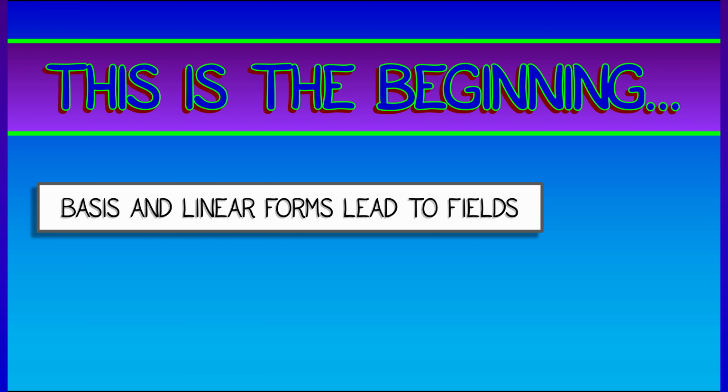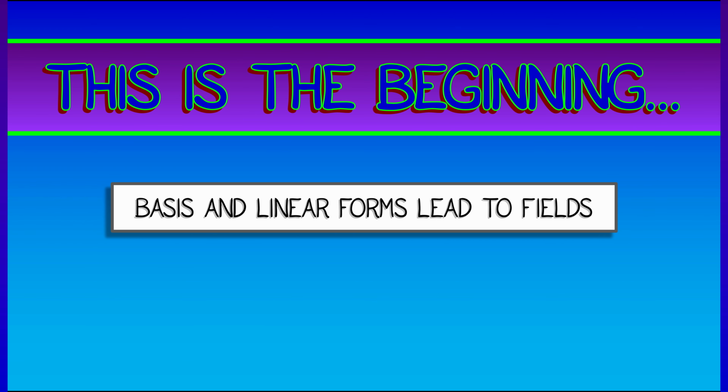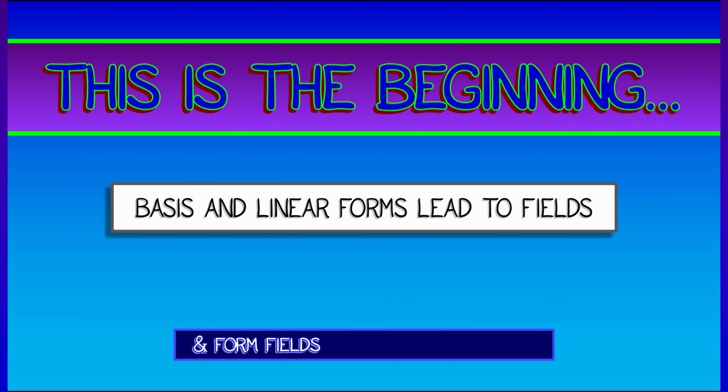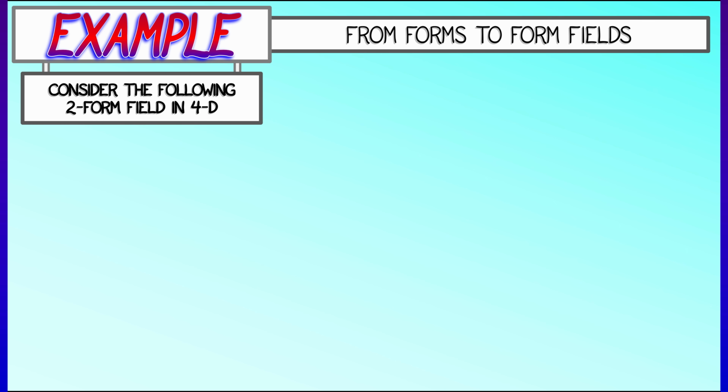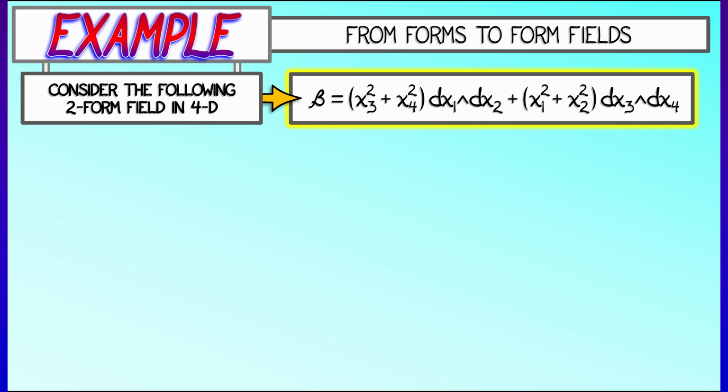Okay, so having looked at basis forms, having looked at linear forms, it's now time to consider form fields on our path to calculus. So let's look at an example. Let's consider the following two-form field in 4D in coordinates x1 through x4. This two-form field, beta, is given as quantity x3 squared plus x4 squared times dx1 wedge dx2 plus quantity x1 squared plus x2 squared times dx3 wedge dx4.